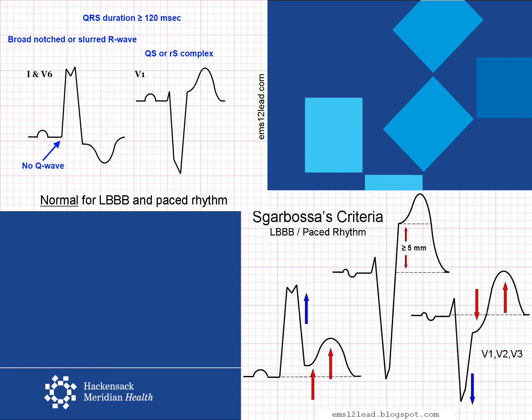an MI. Notice that in V1, the ST is usually relatively modest. An elevation of greater than 5 millimeters would not be expected, and if you see it, it would indicate a myocardial infarction. So would ST segment depression in V1.